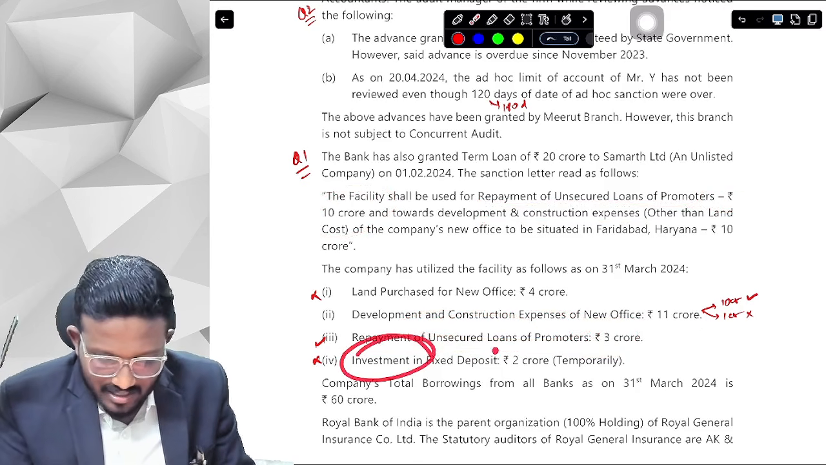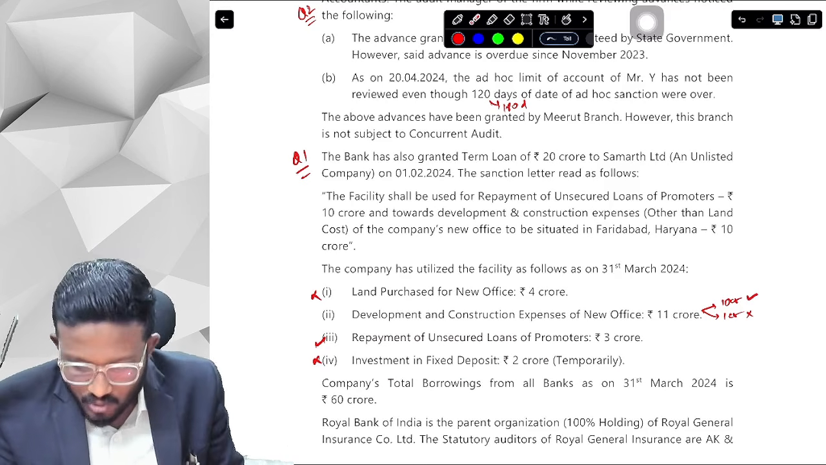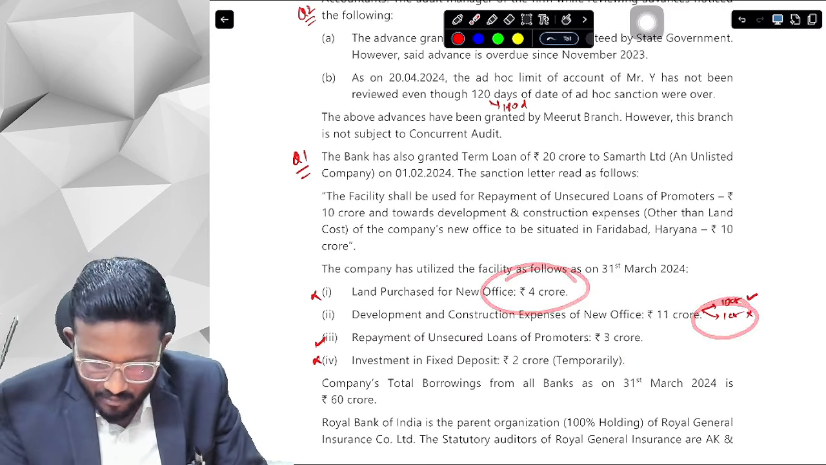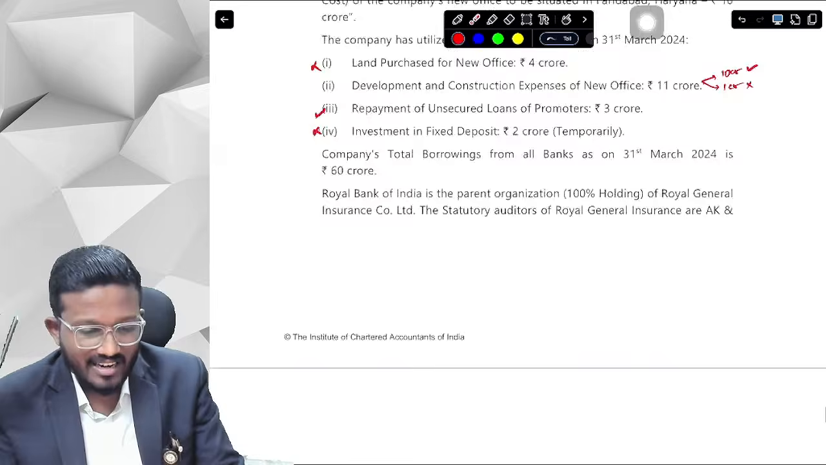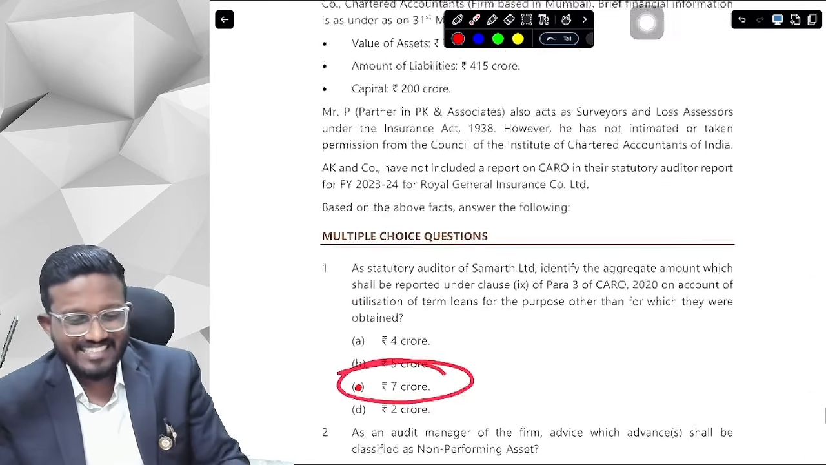And lastly, you have invested in a fixed deposit of 2 crore temporarily. Even if temporarily, it is a non-compliance. So 2 crore will also be counted. So in a way, you have 4, 1 plus 5, 5 plus 2, 7 crore have been diverted, not being used for the purposes that they were supposed to be used. Okay, yes sir, this was question number 1.